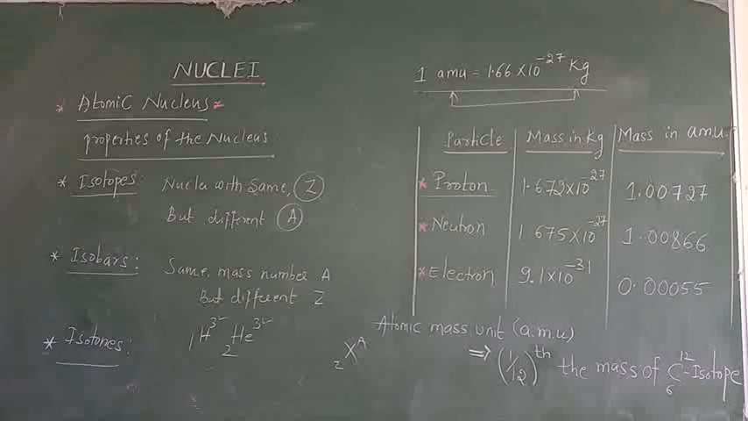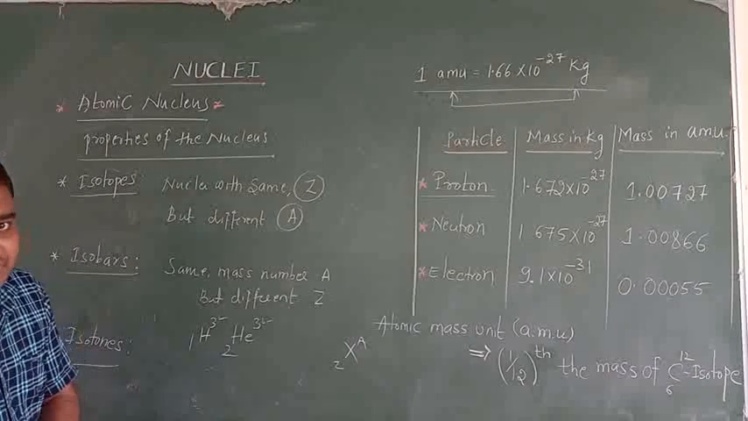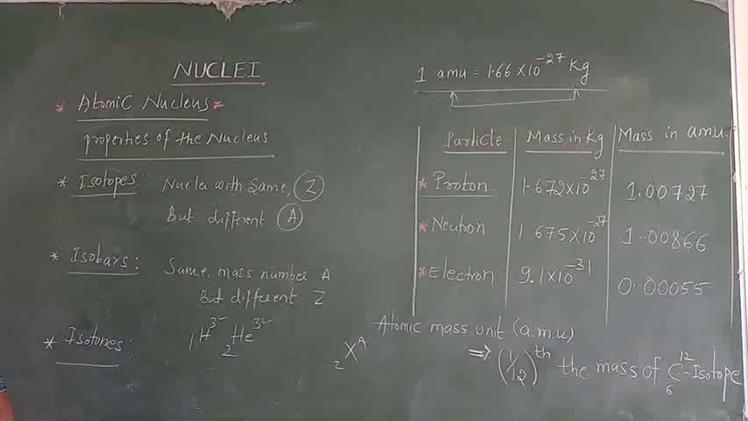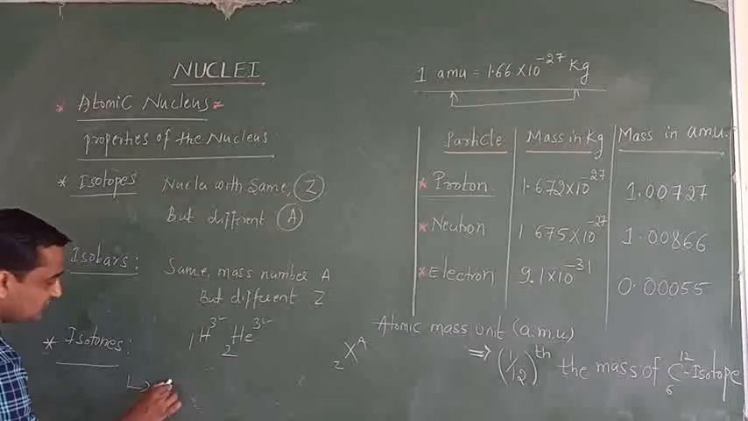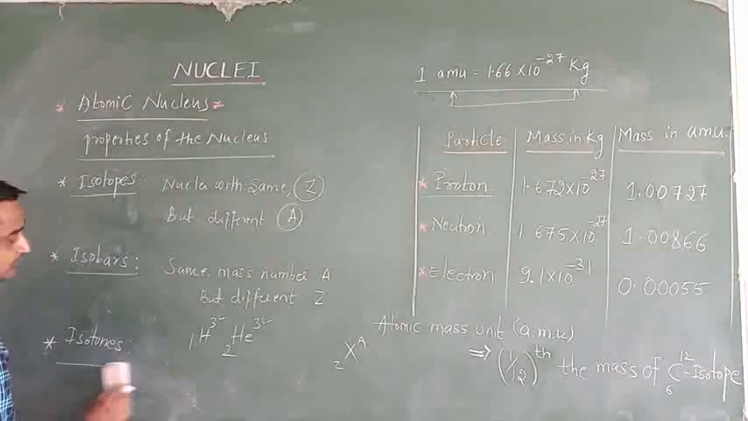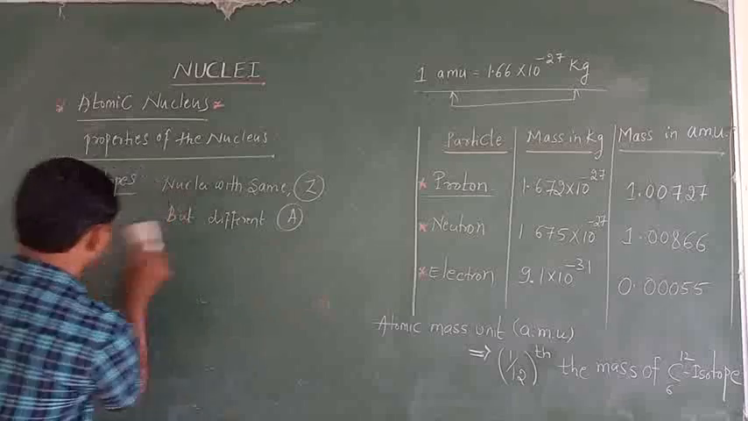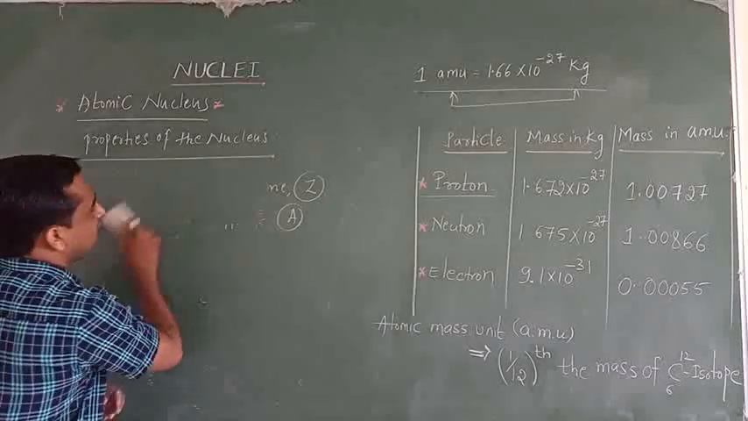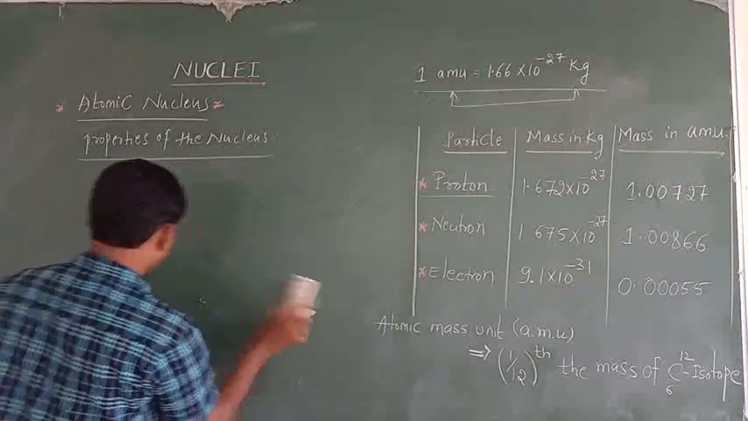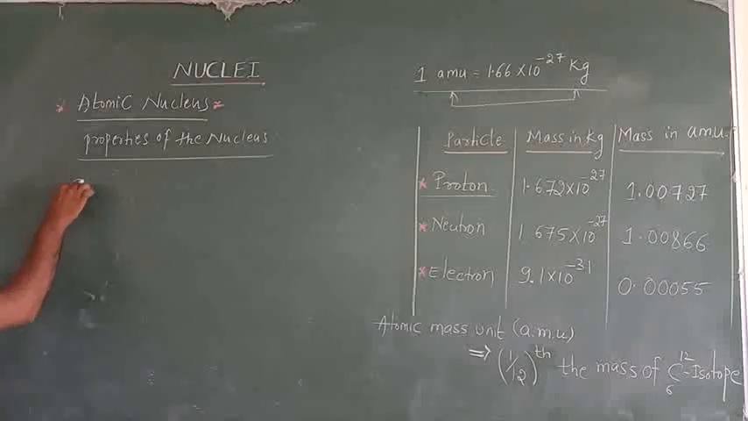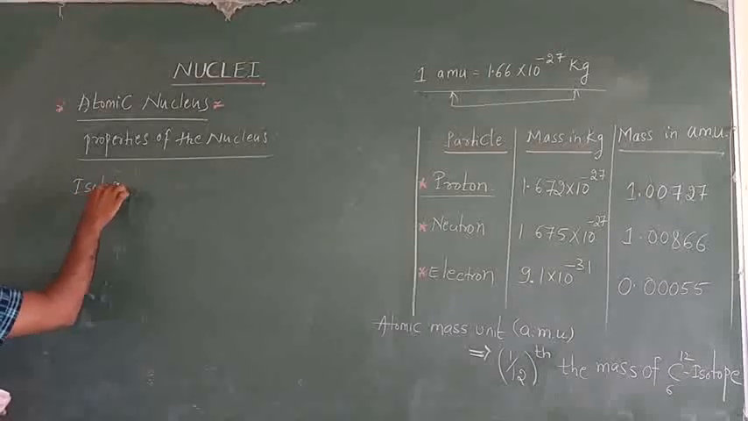Now one more point. What are isotones? The nuclei of an element with same number of neutrons. Those are called as what? The isotones. What are isotones here? The nuclei with same number of neutrons. That is called as what? The isotones.